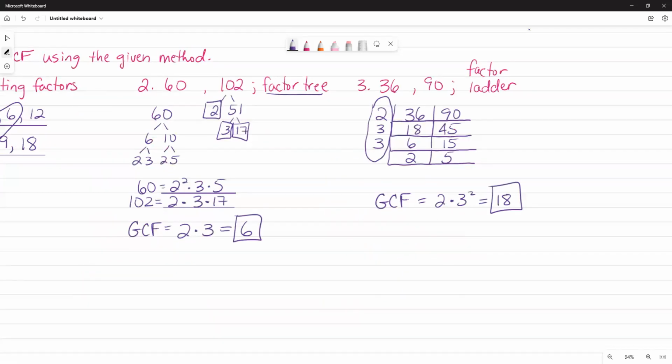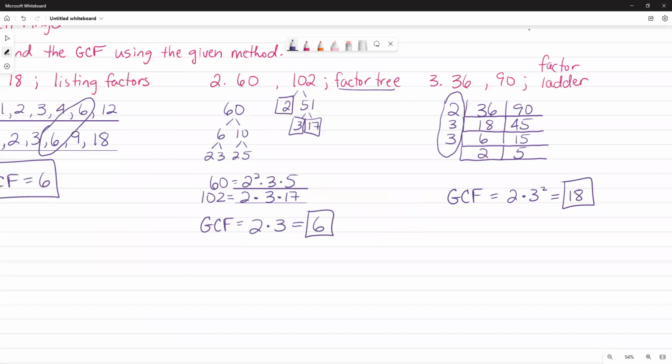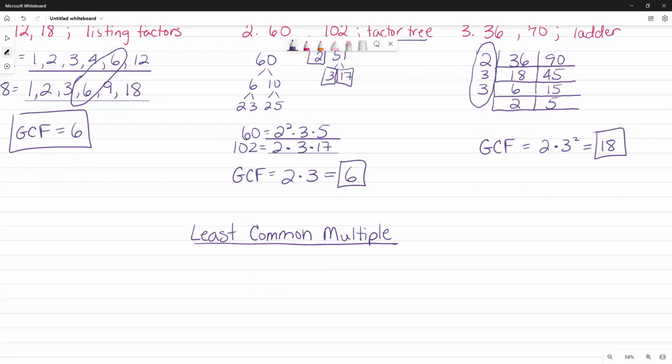Okay. Now let's move into section 4.3, which covers least common multiple. Some things that you should understand by the time we're done here is how to find the least common multiple of 2 or 3 numbers, and then how to use the least common multiple to solve real world problems. So we'll learn some word problems.